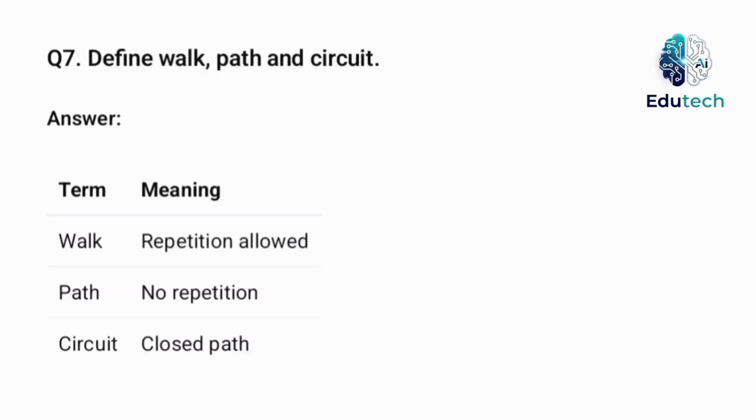Define walk, path, and circuit. A walk in a graph is a sequence of vertices where repetition of vertices and edges is allowed. A path is a walk in which no vertex is repeated, ensuring uniqueness. A circuit is a closed path where the starting and ending vertices are the same.